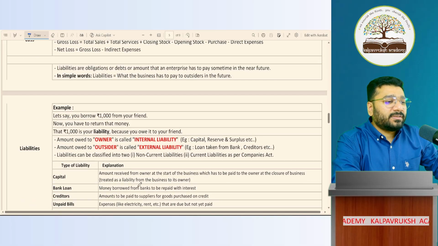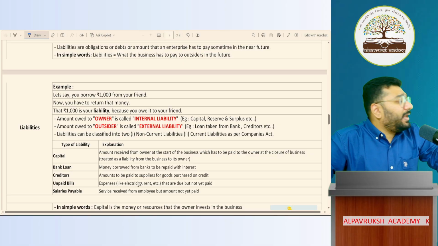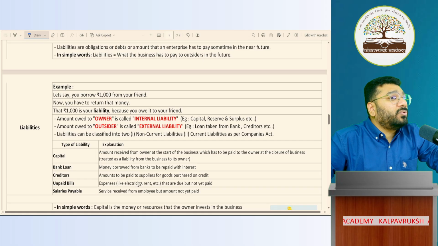So, guys, we're doing this chapter called Basic Accounting Terms. In the last class, we started our discussion on a term called liabilities. Yes or no? Yes. So, let's continue with that.